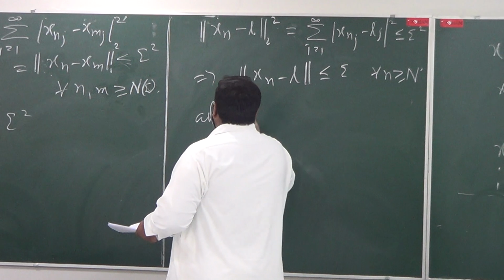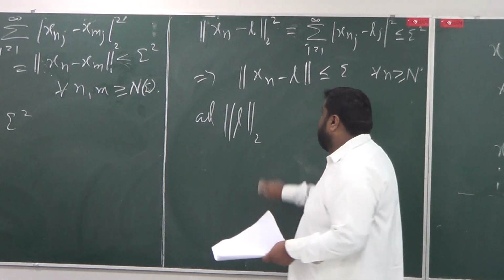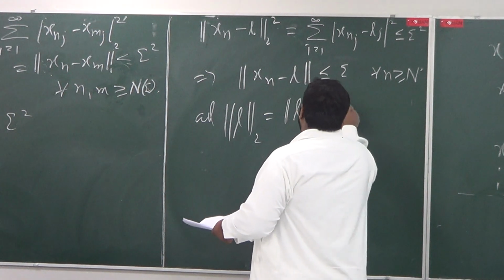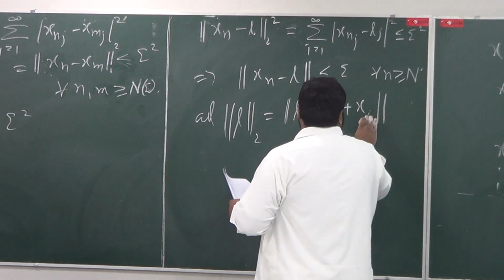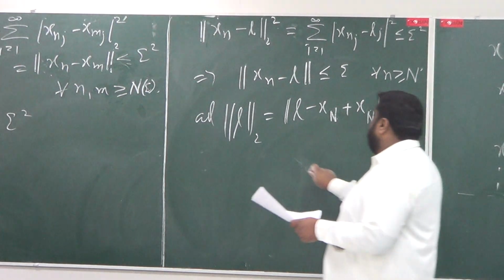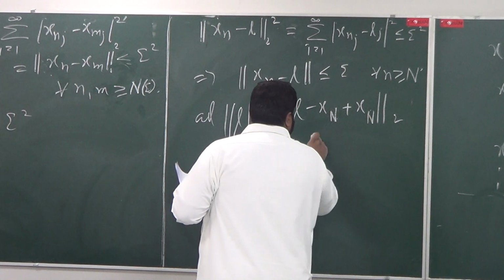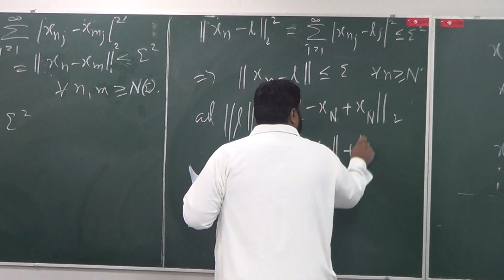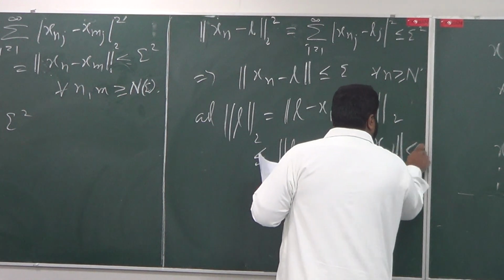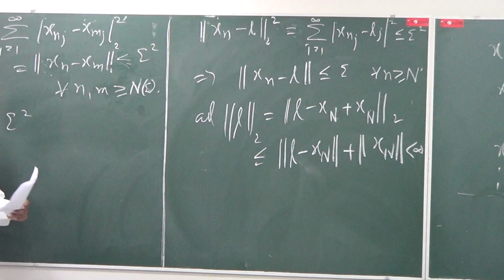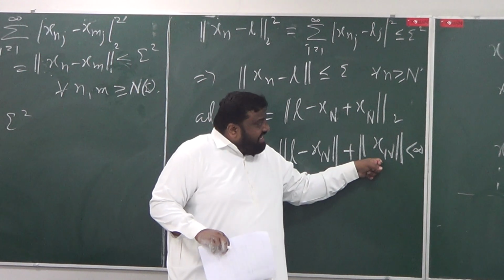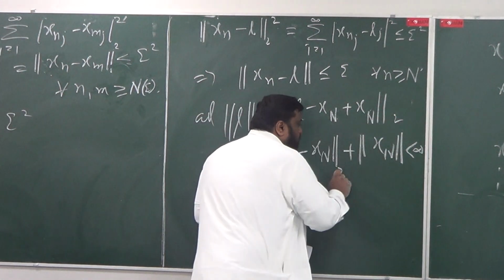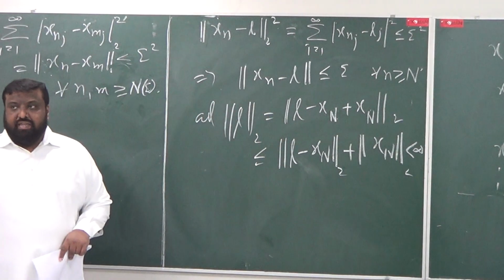And why must L be in L2? Pretty simple. Because I can add and subtract xN, for example, capital N, doesn't matter, in the L2 norm and apply the triangle inequality: the norm of L minus xN plus xN, and this is finite. Why is this finite? Because this is less than or equal to epsilon, plus this xN is from L2, so the two norms of these are going to be finite.